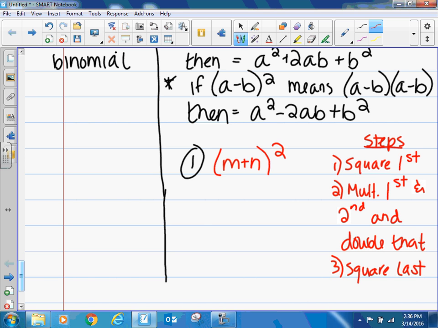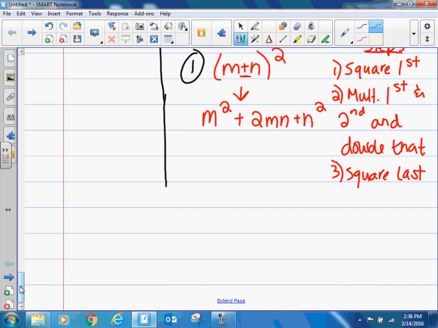So I'm going to square my first term, so it would be m squared. I'm going to multiply my 2 and double that. So that would be 2mn positive. If this is positive, this is going to be positive. If you notice up here, it was negative and it was negative there. And then I have to square my last term. n squared is just n squared. So that's what I'm left with. Again, if you forget this rule, you can always just turn this into m plus n times m plus n, and then FOIL it. You'll still get the same answer.